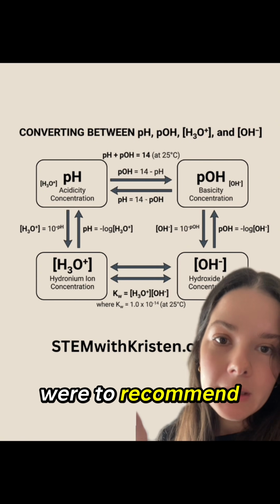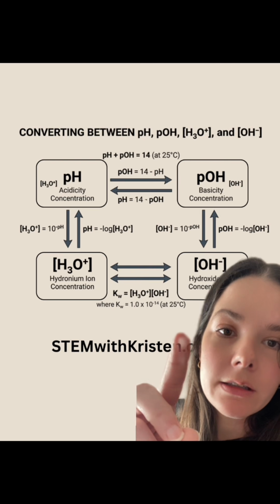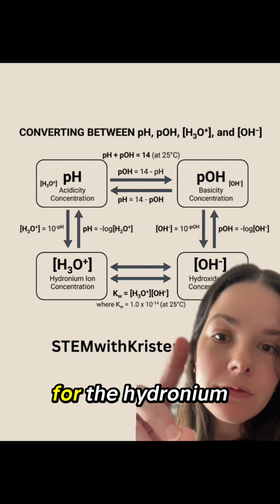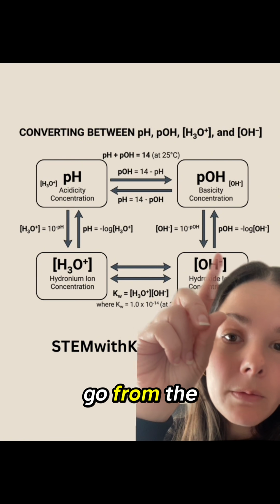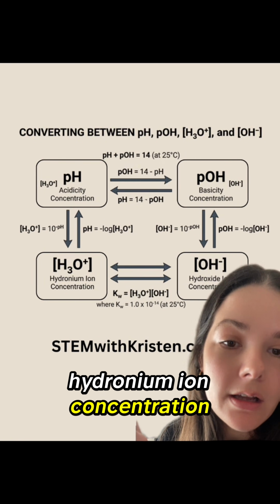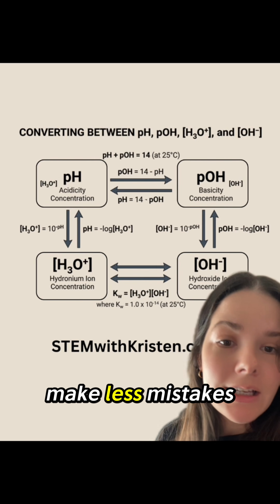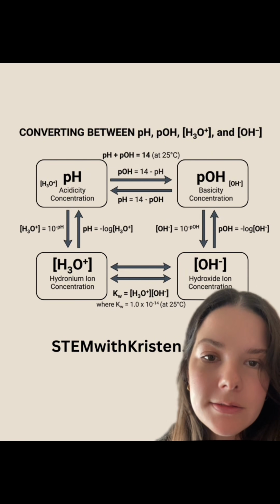So if I were to recommend, you can go different routes to get to different values. So if you were given pOH and they asked for the hydronium ion concentration, I would say go from the pOH to the pH, then to the hydronium ion concentration, because you're going to make fewer mistakes the less complicated values that you have, if that makes sense.